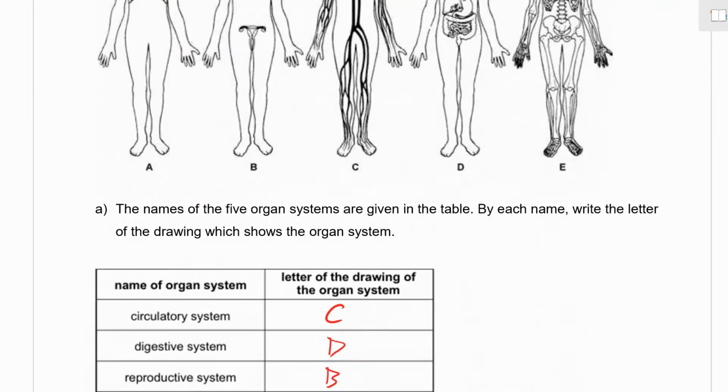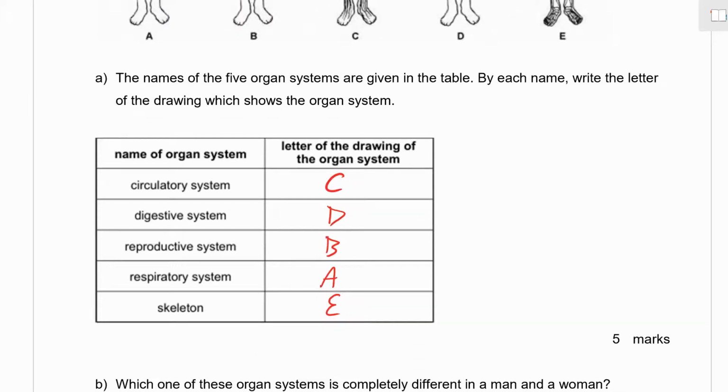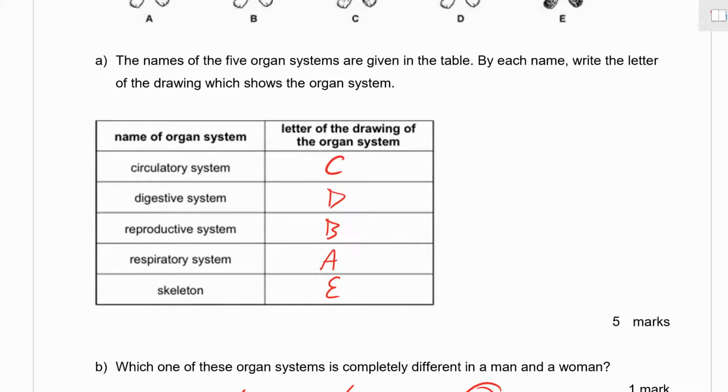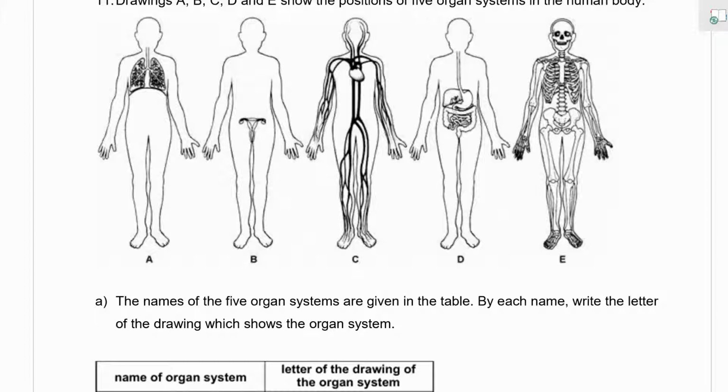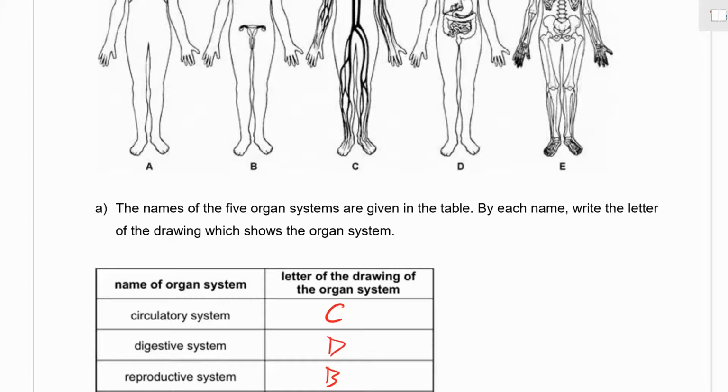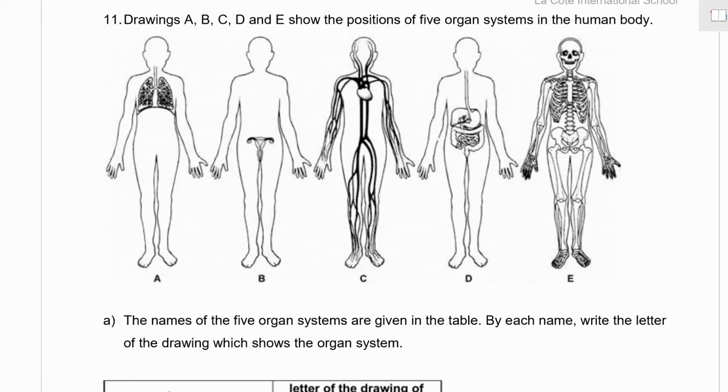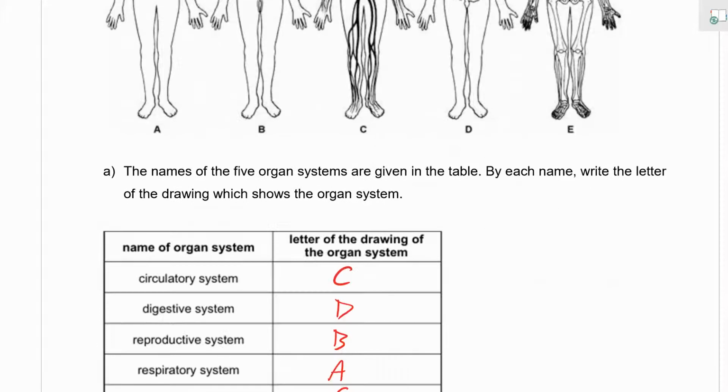So, question 11. Name the 5 organ systems given in the table. Circulatory system, so you've got to look it up here. Circulatory system, we're looking for veins and the heart, so that is obviously C. The digestive system is D. We've got the esophagus to the stomach, we've got the liver, the large intestines and the small intestines.